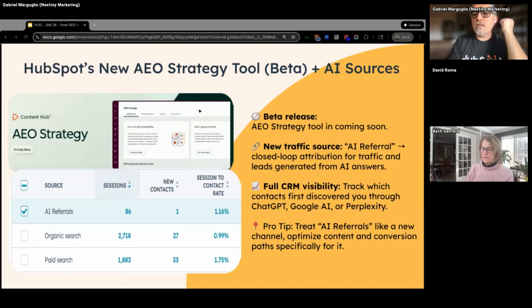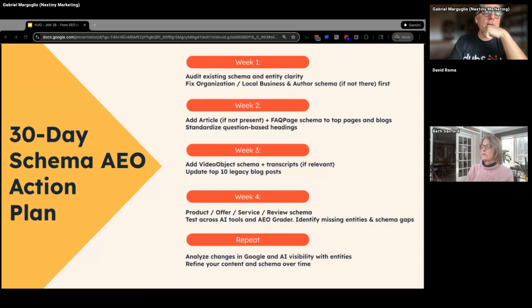HubSpot, like I said, you can do it all inside HubSpot now. And this is our 30-day schema AEO action plan.